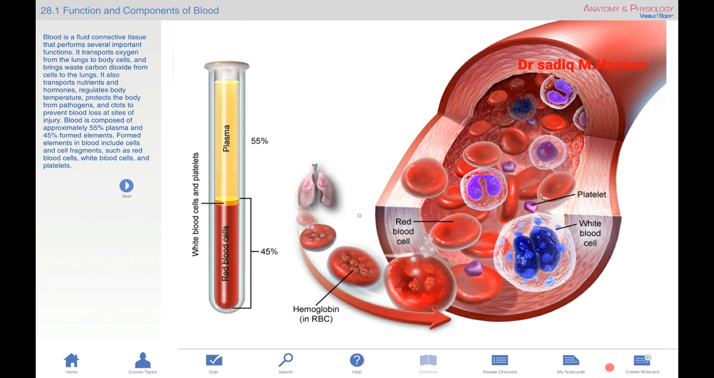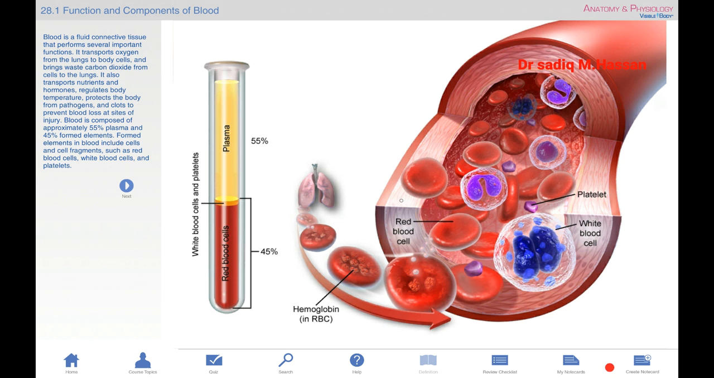The other type is agranulocytes, which don't contain granules, called monocytes and lymphocytes. So monocytes are capable of becoming macrophages that ingest and destroy harmful substances. What about the lymphocytes? We will see the types of lymphocytes, but generally they are involved with the immune response and synthesis of antibodies. All right.